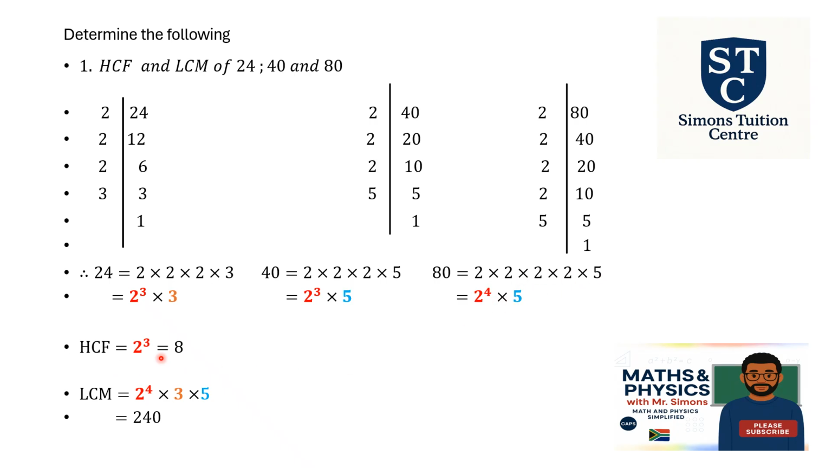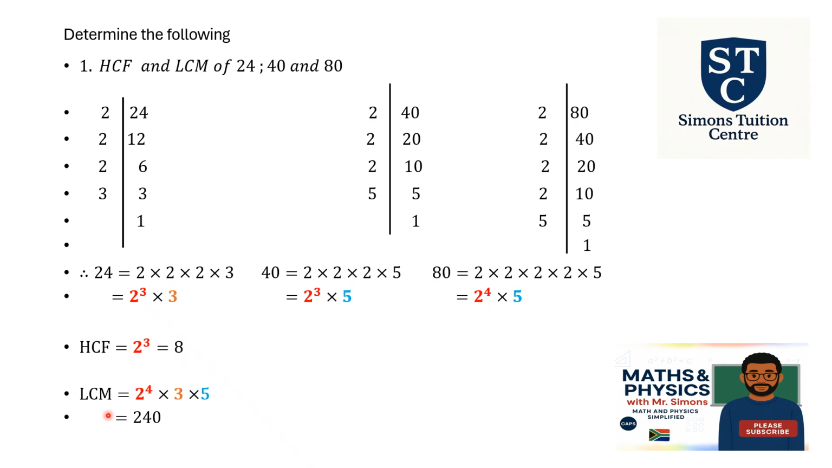So again, highest common factor, I look for the lowest common value in all three. So I only have base 2 that's common here, and the lowest is 2 to the power 3. So therefore my highest common factor again equals 8.